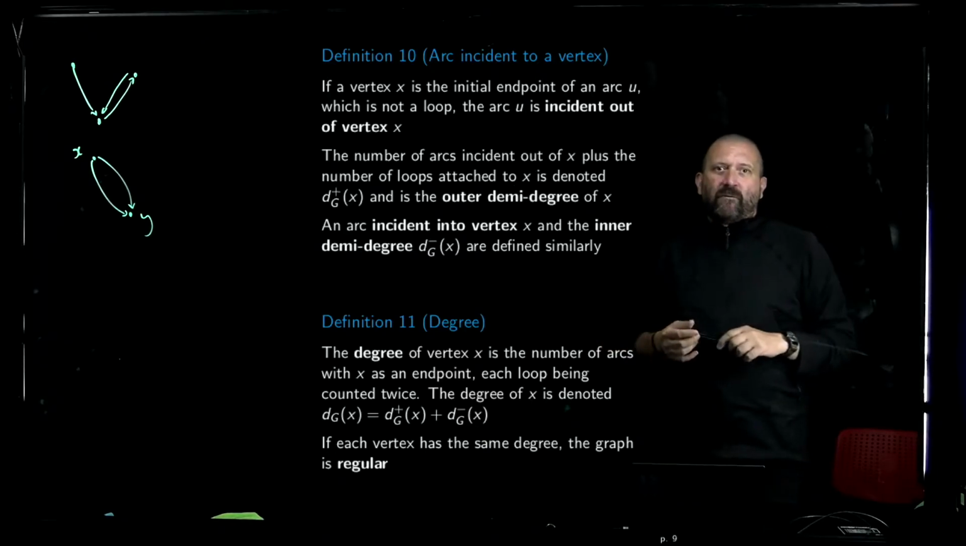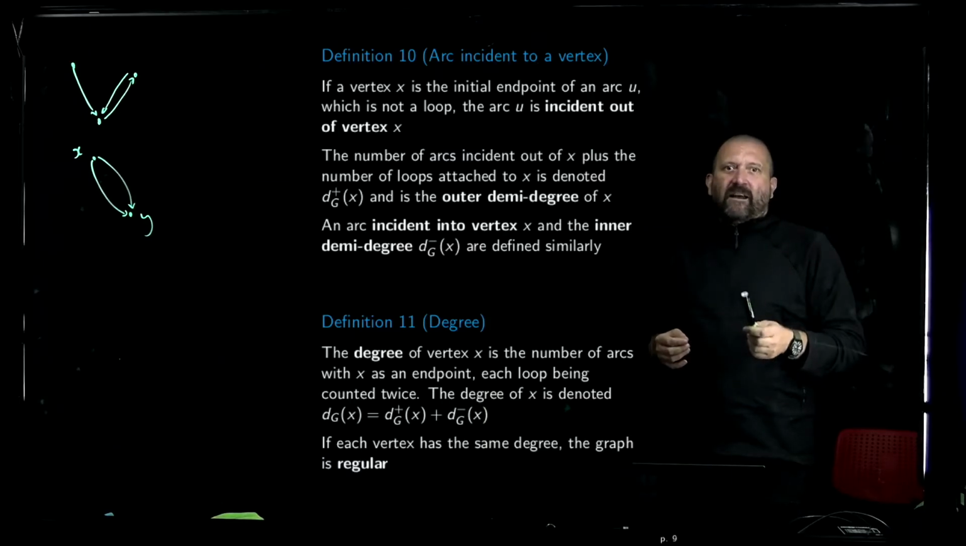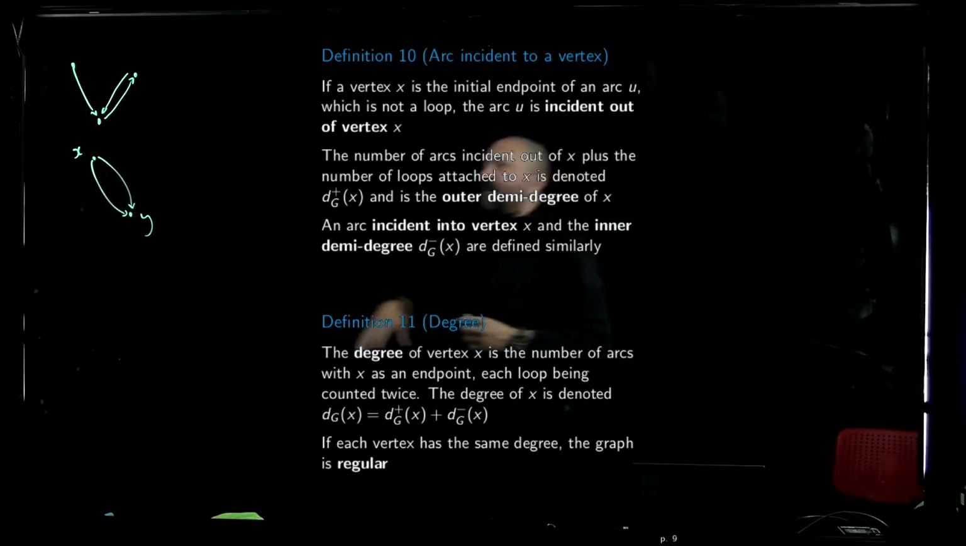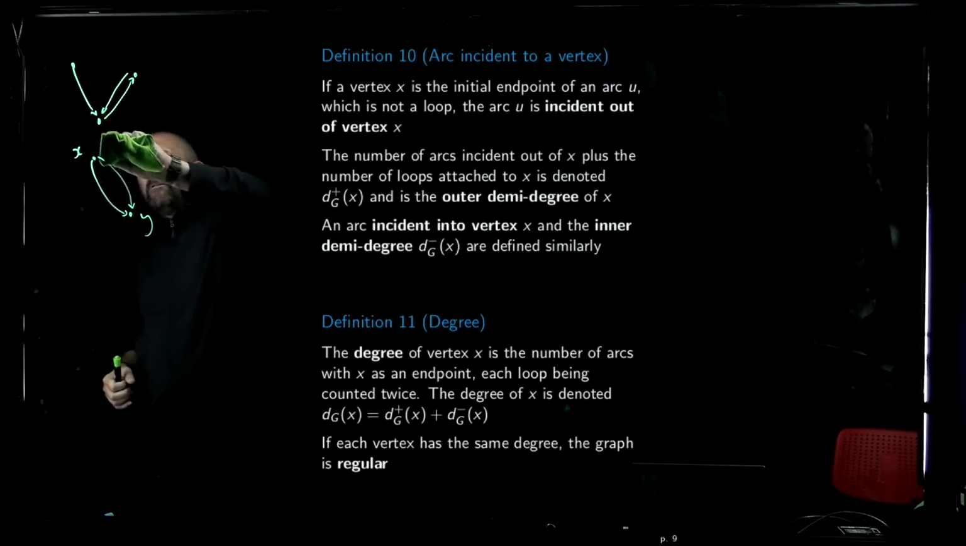Arcs incident to a vertex are defined the following way. If I have a vertex x, and it's the initial endpoint of an arc, and that arc is not a loop, okay, so I have a vertex x, say.